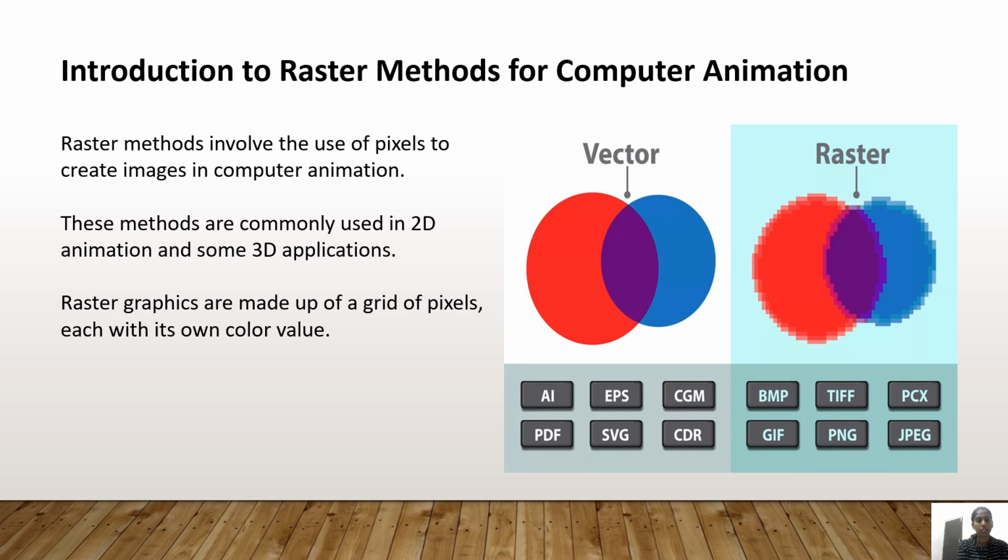The introduction to raster methods for computer animation: raster methods involve the use of pixels to create images in computer animation. The pixel is a small unit of a digital image. These methods are commonly used in 2D animation and some 3D applications. Raster graphics are made up of a grid of pixels, each with its own color.